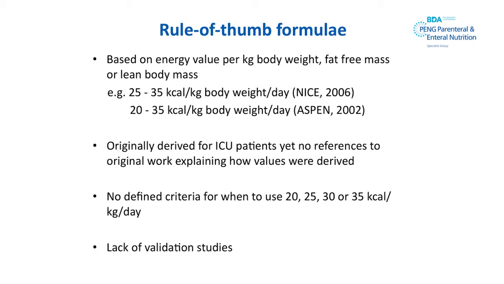And so I've picked out the NICE guideline, which is 25 to 35 calories per kilogram body weight for a stable, not too stressed person, not at risk of refeeding syndrome. And the ASPEN one is for a similar population. The rule of thumb formulae were originally derived, as far as we can tell, for ICU patients and for patients on parenteral nutrition. But neither Claire nor I, in our searches, have found any original work explaining how those values were derived or how they were validated.